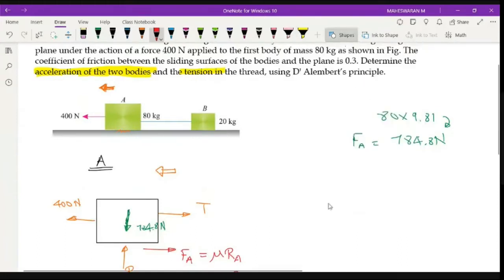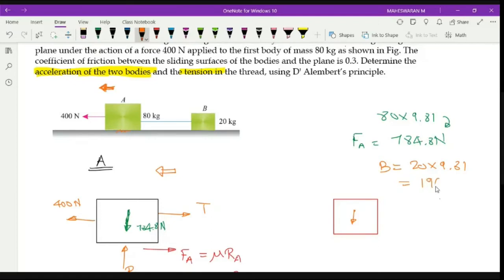The next one is the other block, block B. This block B is 20 kg. So what will be the force which is acting? 20 into 9.81, which is 196.2 Newton. And it is connected to the string, with tension T outward.